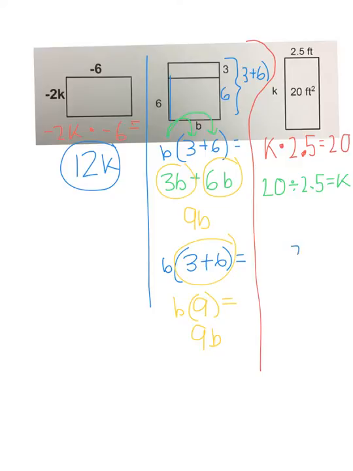Okay, so we're actually going to do that division and solve for our missing k. So 20 will go in the doghouse. 2.5 will go outside, but remember you need to move the decimal over 1. So this becomes 200, and out here becomes 25.